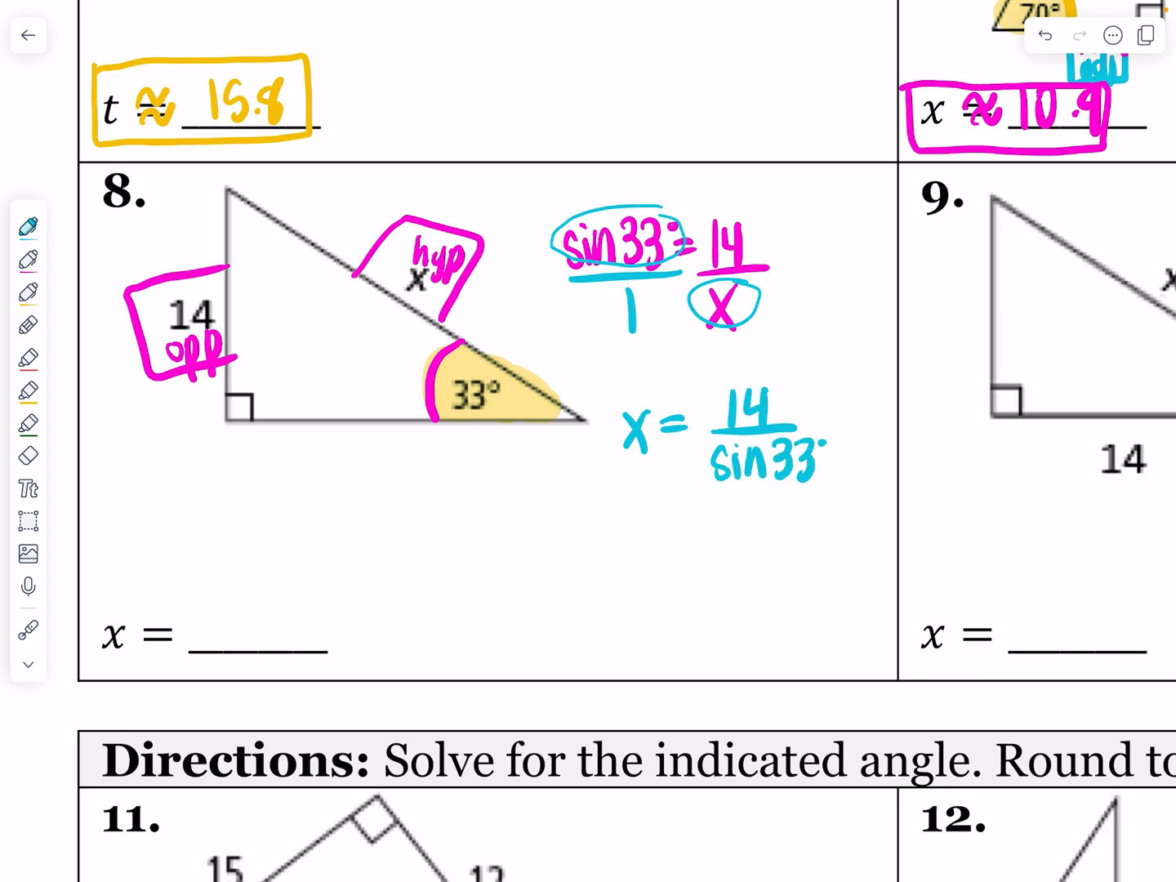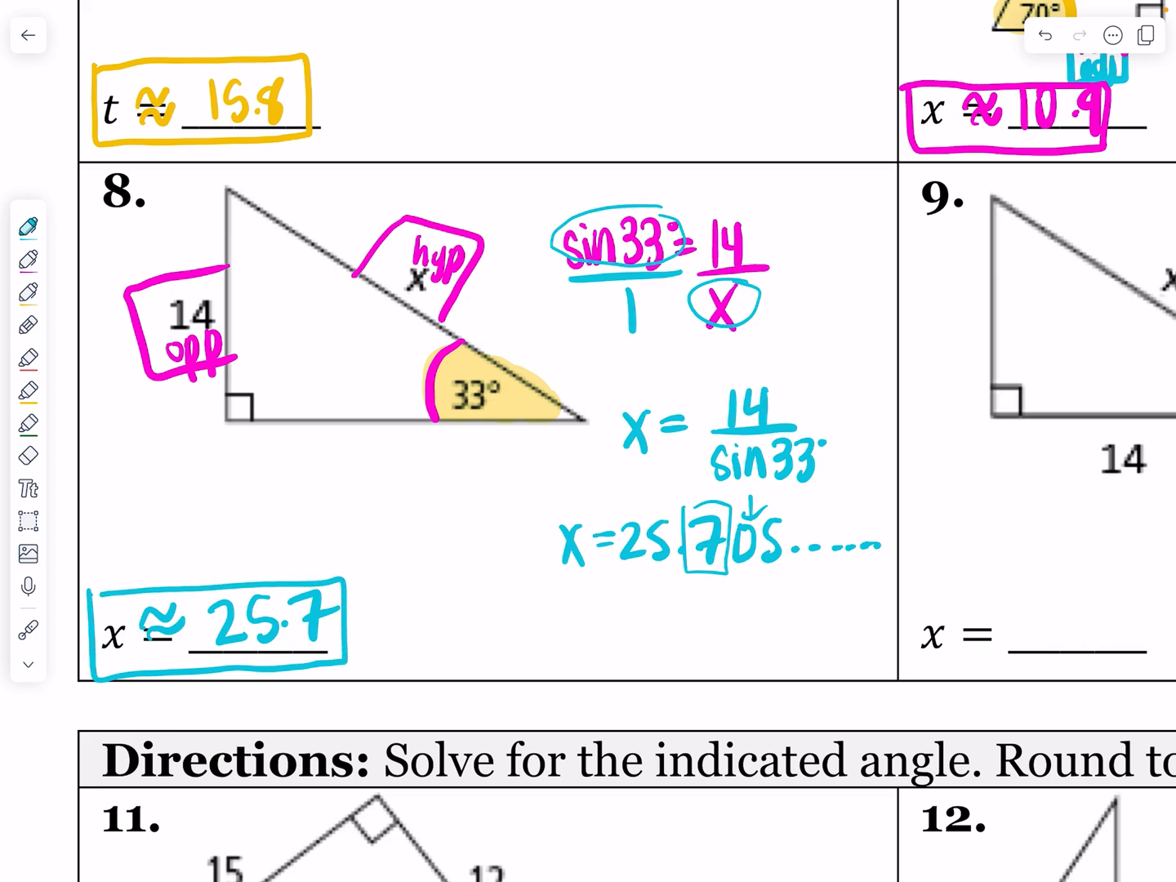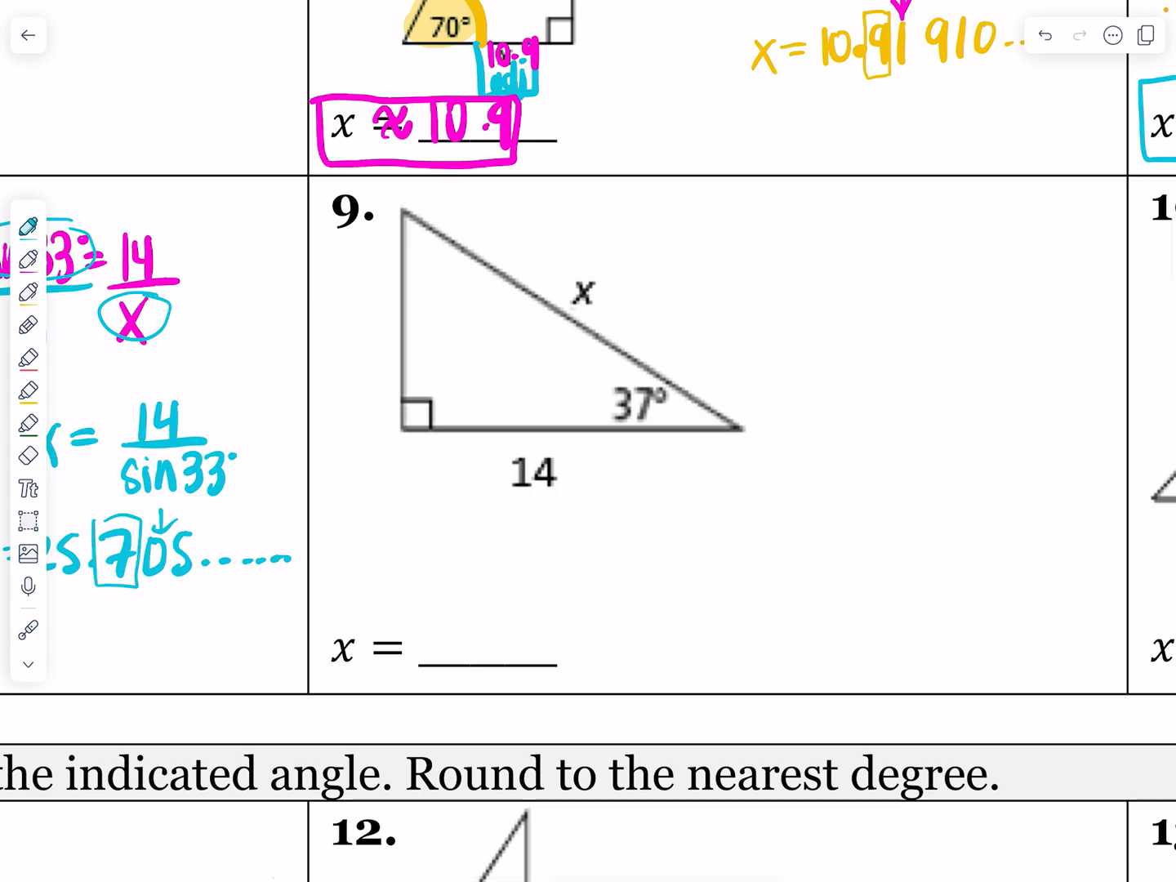You cross multiply. That is a division problem. And so what you do is you type that in, 14 divided by the sine of 33. And you're going to get exactly 25.705... So my nearest tenth is the 7. The 0 says to stay on the same level. So this is approximately 25.7 as a side length. Let's make sure that makes sense in regards to the picture. If this was 25.7 as a hypotenuse, that is more than the leg of 14 like I expected it to be. Okay. This one tends to be the hardest for people to see.